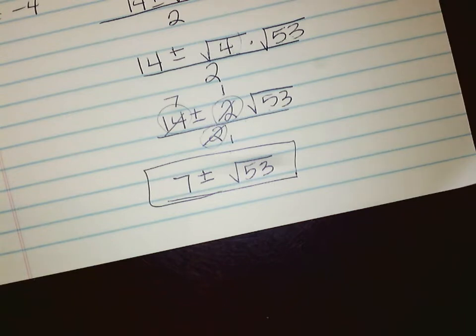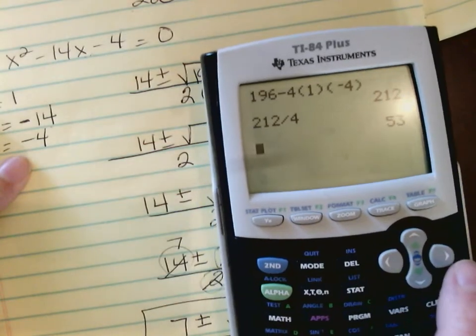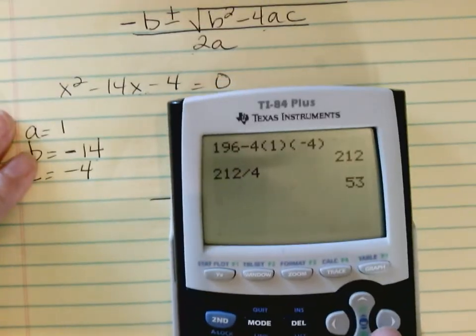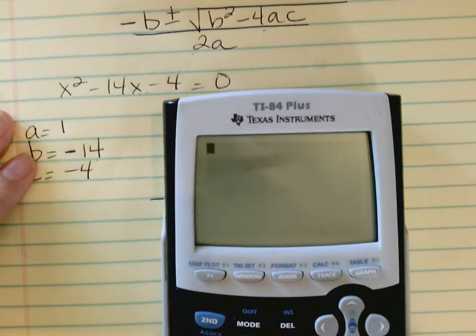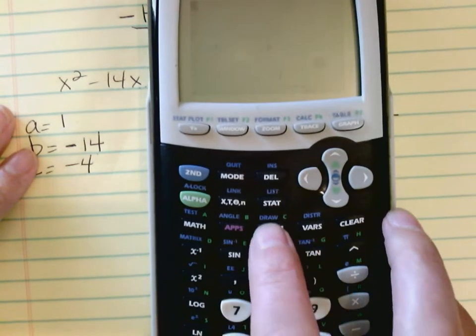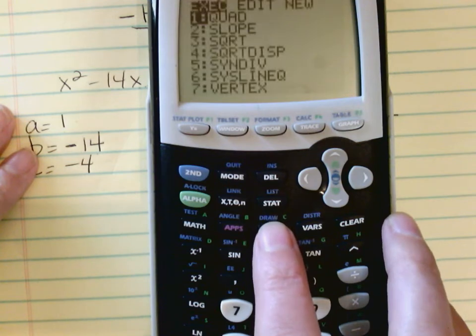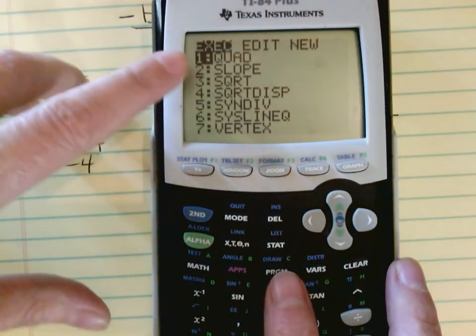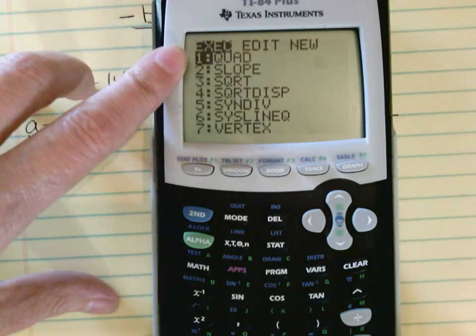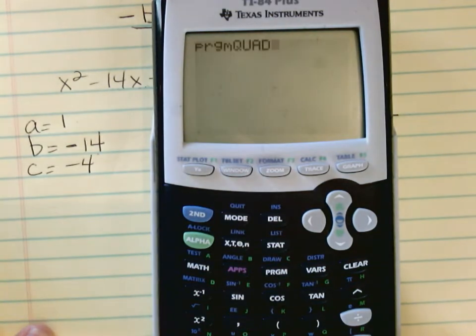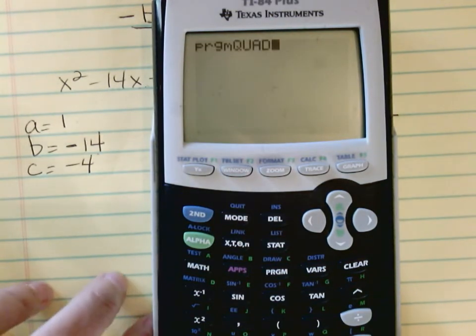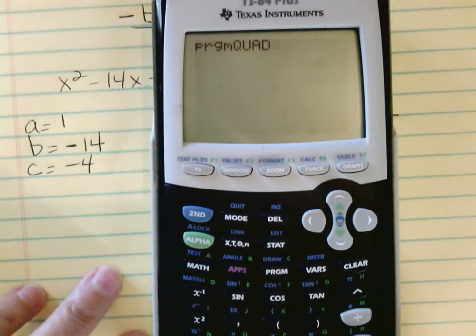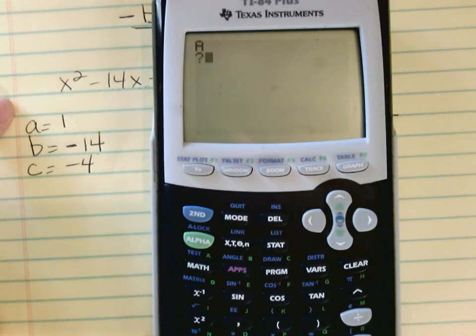Now, if you have the quad program on your calculator, let me show you what would happen at this point right here. If you have it, it'll be under this program button. So when I hit program, the very first program I have on my calculator is the quad program. So hit enter. It'll come up and it'll look like that. It'll say program quad. Since that's what you want to do, you hit enter. Look, it asks what your A is. My A was 1.